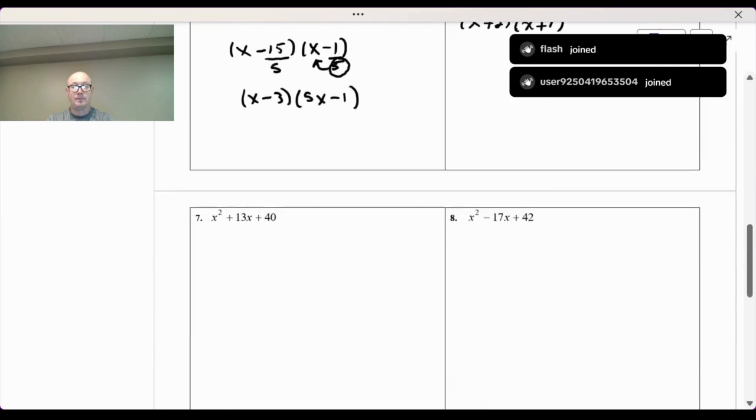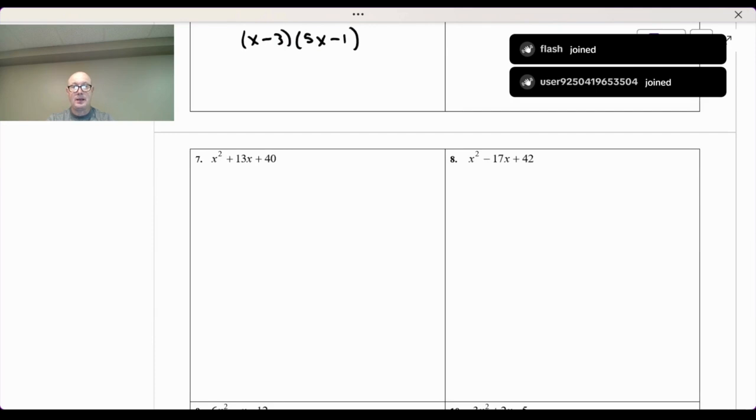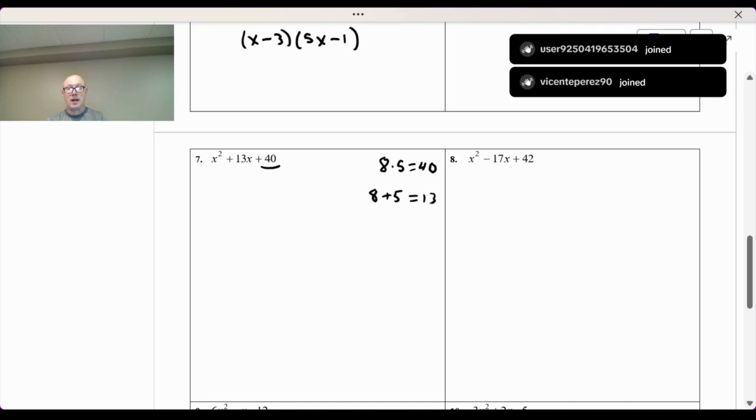Okay, next problem. Again, slide and divide is not needed because I have 1x squared here. So I need two numbers multiplied together that give me 40, but when I add them together, I get positive 13. So it looks like 8 times 5 would work. 8 times 5 is 40. 8 plus 5 is 13. So I would get x plus 8 times x plus 5 for this being factored. All right.